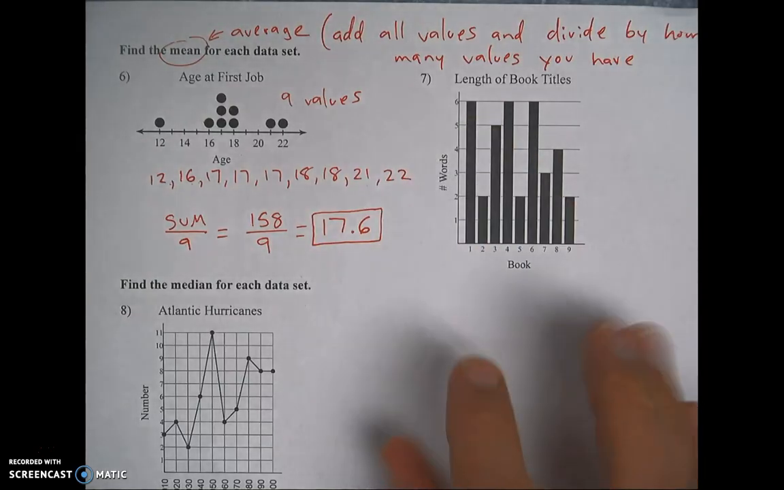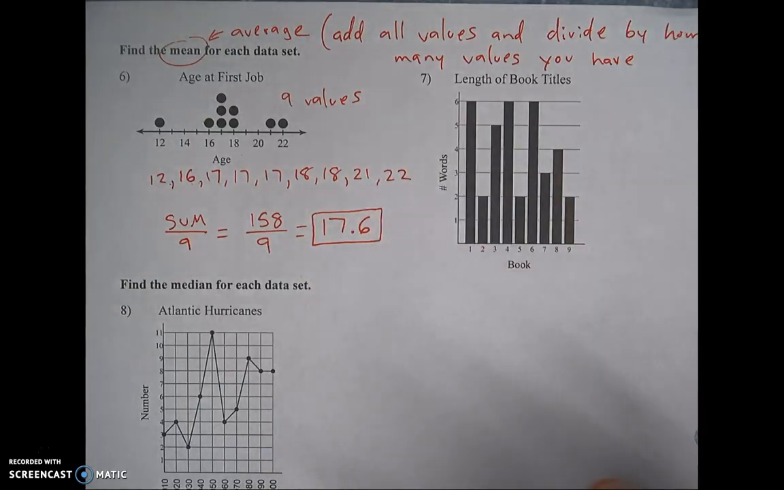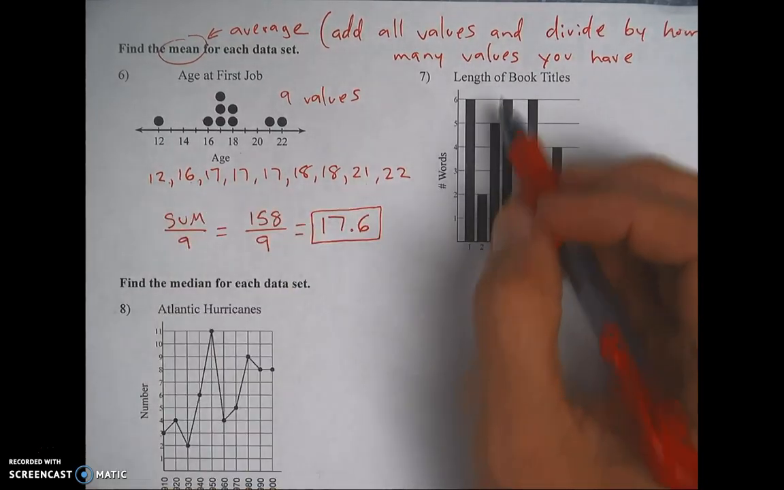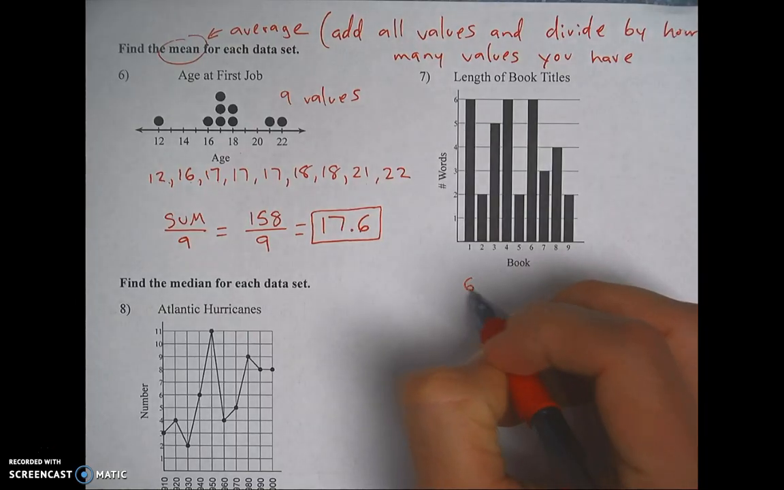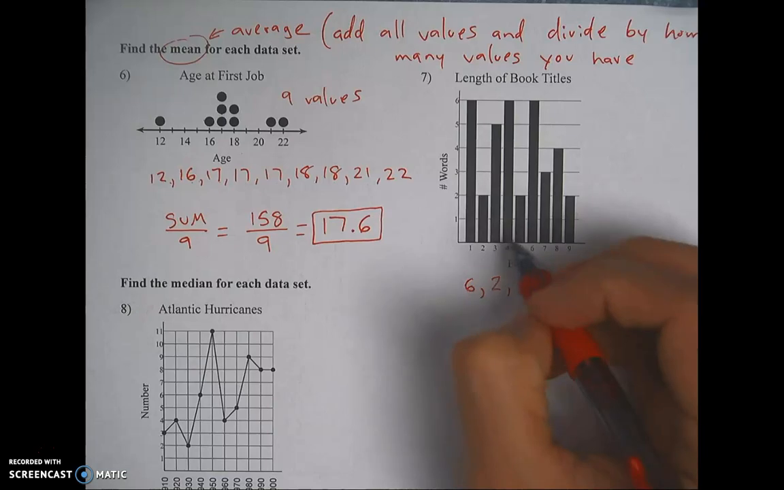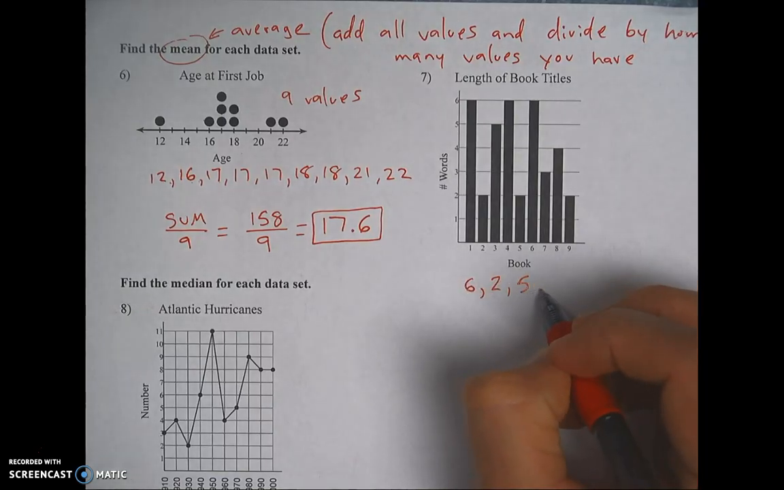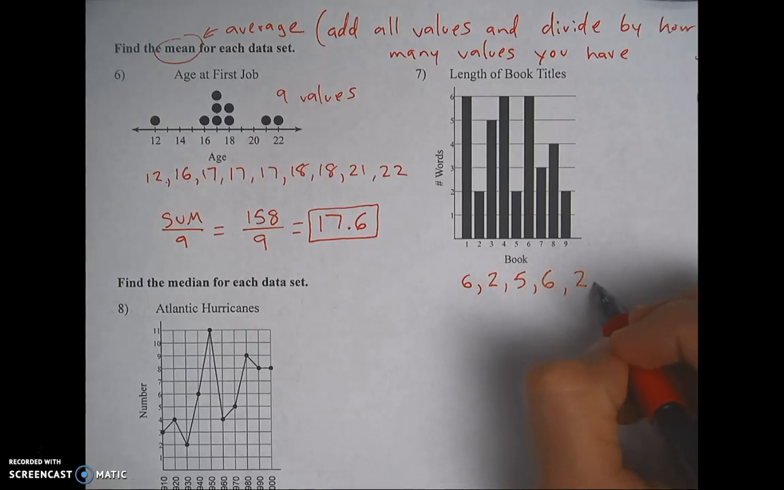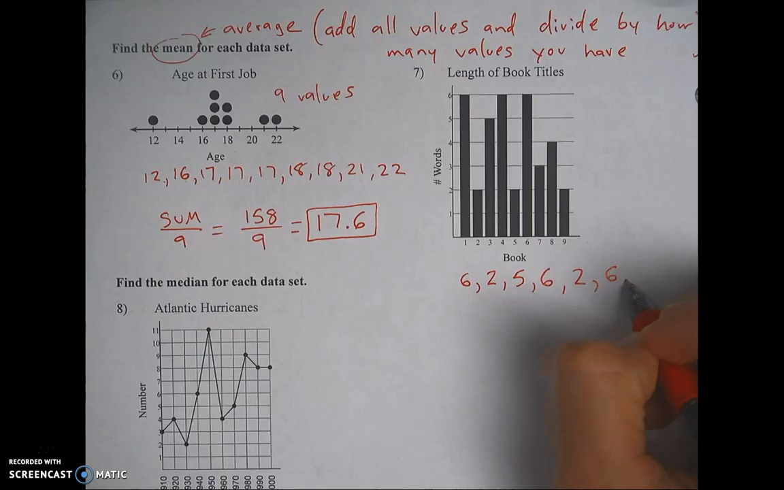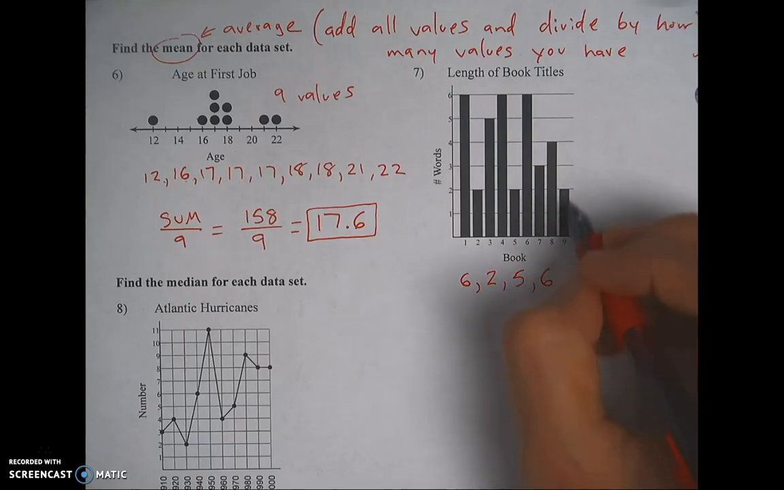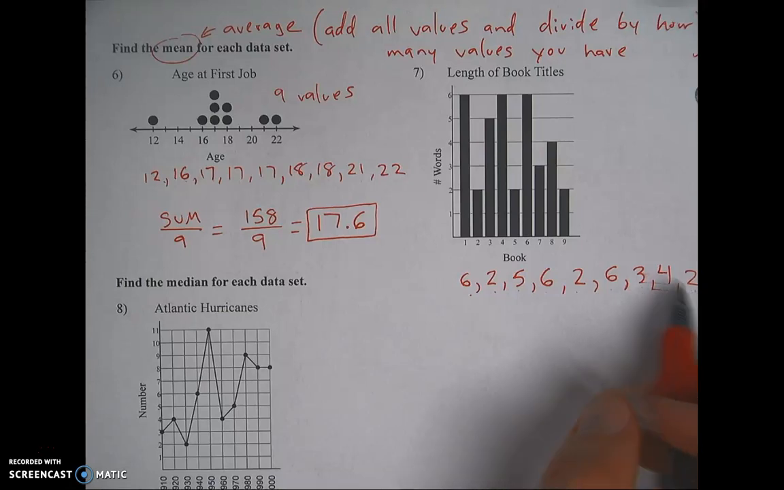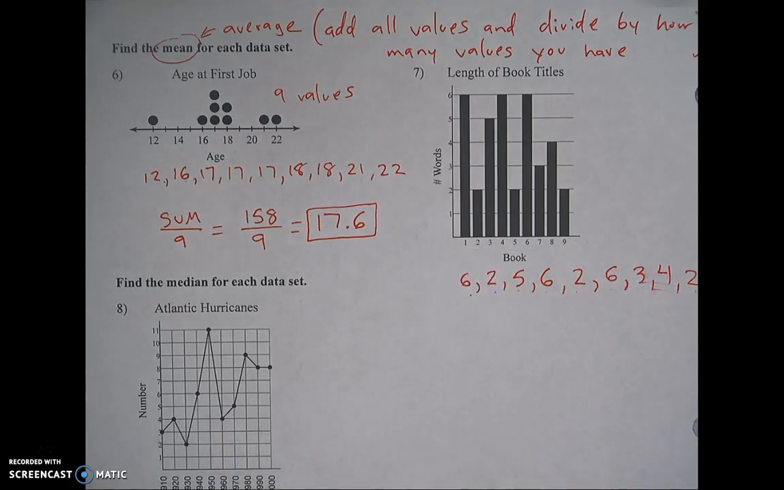All right, number 7. We're going to do the same exact thing. The data is just given to us a little bit different. So in this one, we don't need to put them in order. So I'm just going to run through the numbers. This one's a 6. This one's a 2. This one's a 5. Another 6. Another 2. Another 6, that's a 3, that's a 4, and that's a 2. 1, 2, 3, 4, 5, 6, 7, 8, 9. Perfect, because there's 9 people, or 9 books.